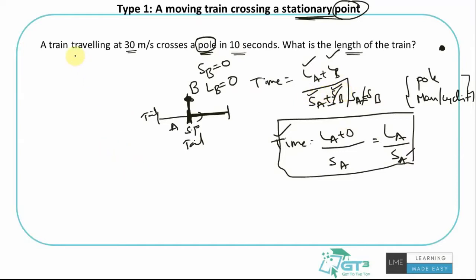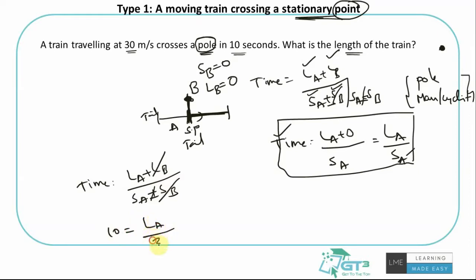So I see this question. I look at this basic formula. Right, this is zero, this is zero. So basically 10 seconds is the time taken. Length of train is not known. The speed is 30. So the length of train is 300 meters. That is how I'll solve this question.